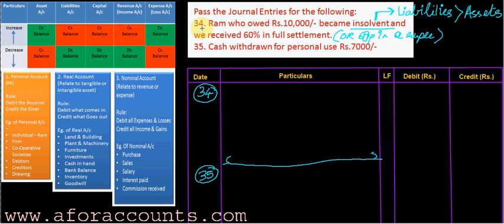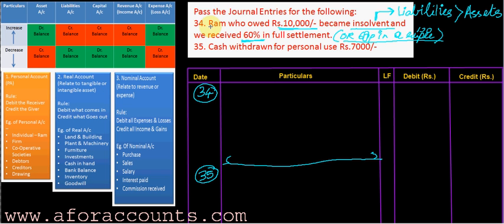Entry number 34. Ram, who owes rupees 10,000, became insolvent and we received 6,000 in full settlement. Now I am receiving 60% of the money I actually had to receive from him. The question can also be put as 60 paisa in a rupee. A rupee is 100 paisa. So either they can say 60% in full settlement or 60 paisa in a rupee.